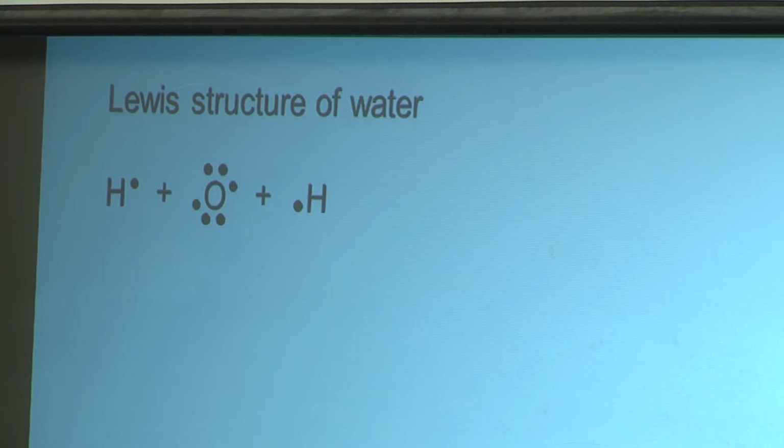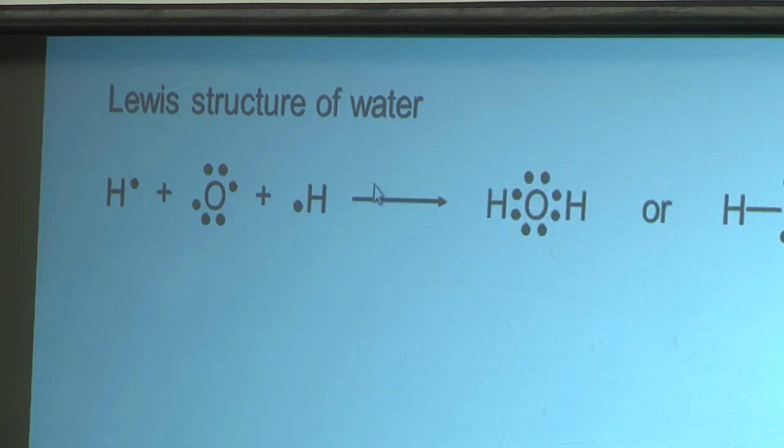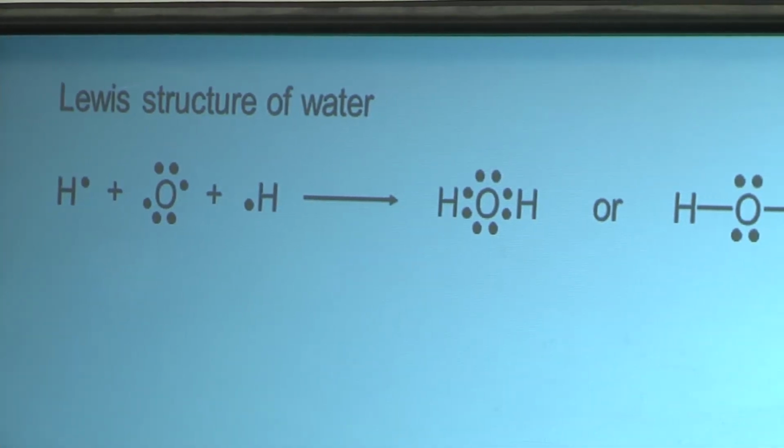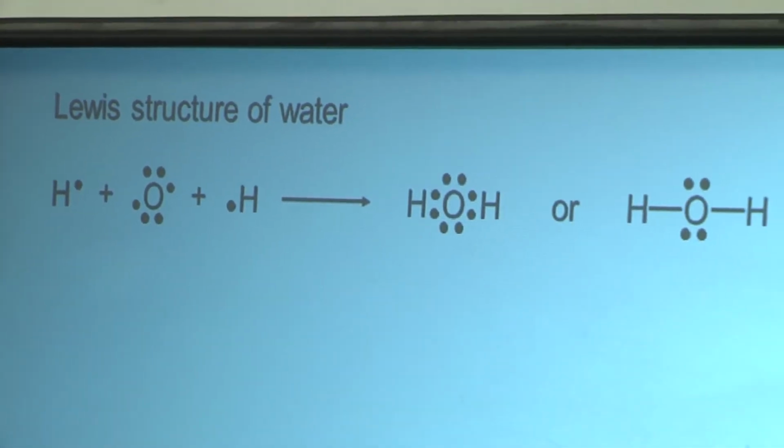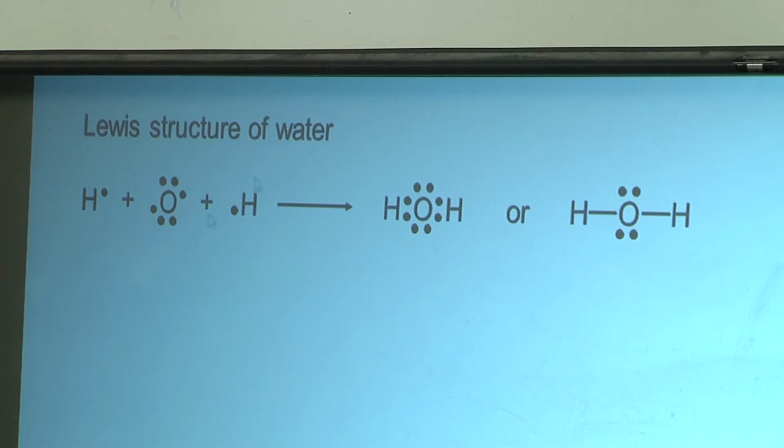What happens is that this electron and this electron form a bond, and they're shared between this H and O, and this electron and this electron form a bond, and they're shared between this H and O. So that gives us that, and converting the bonding electrons into the covalent bond symbol, or the line, we get H-O-H.